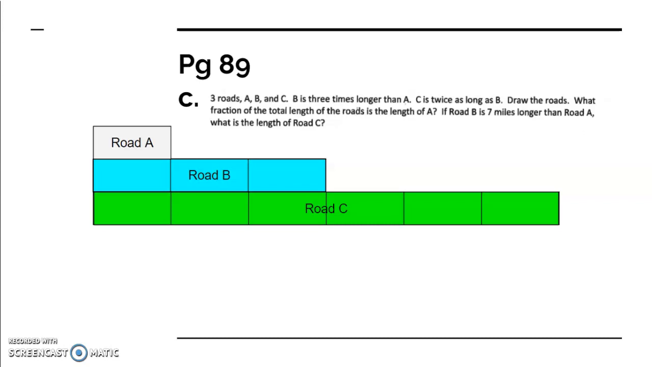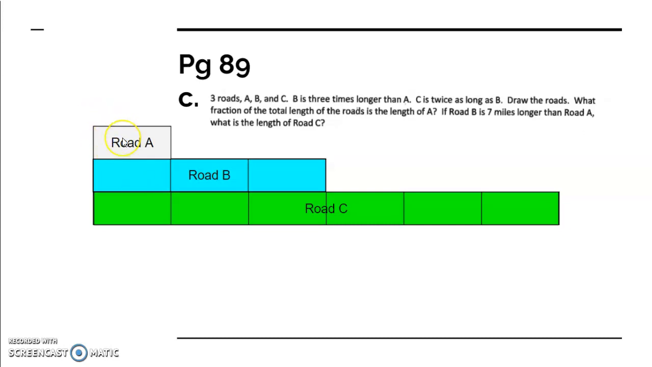So for this, we are looking at the same amounts for every single thing. Road A is represented in every single one of these roads, for the most part. It says: what fraction of the total length of the roads is the length of A? Road A is 1 piece of this, but I need the entire total, so I'm going to create a fraction out of the total lengths.